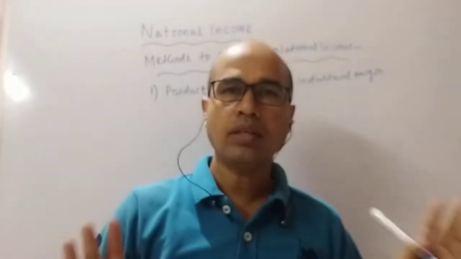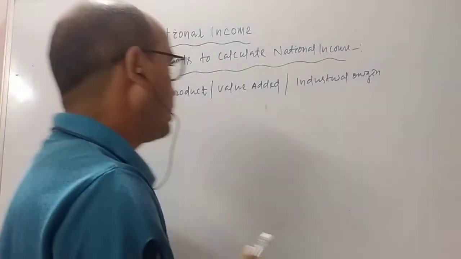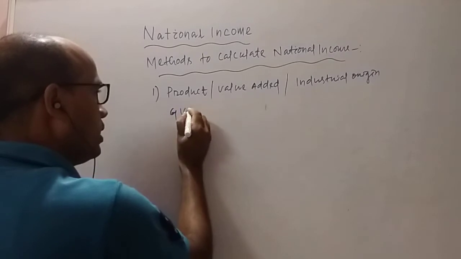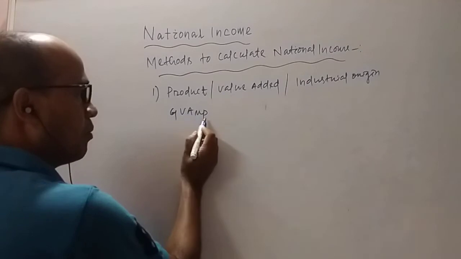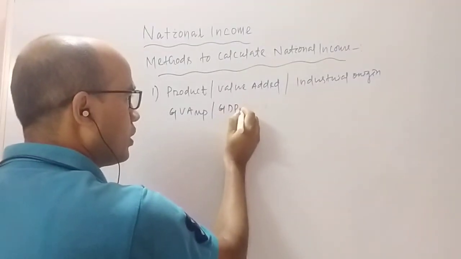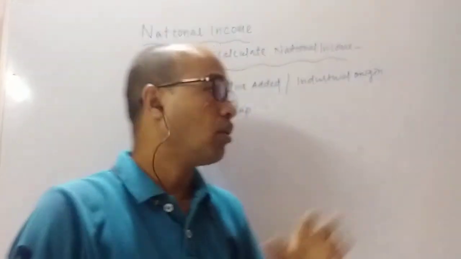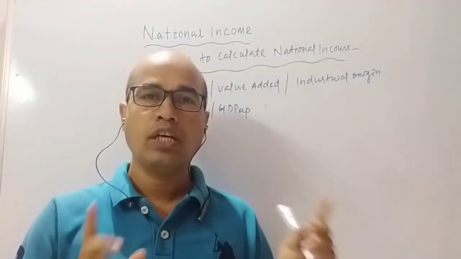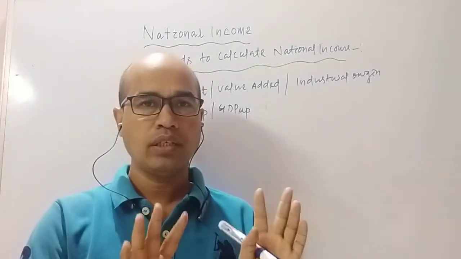Dear students, under this method, whatever your question, you always calculate GVAmp, gross value added at market price, or GDPmp, gross domestic product at market price. Are you getting what I am saying? Under this method, whatever the question, remember that you calculate either GVA or GDP. Okay?